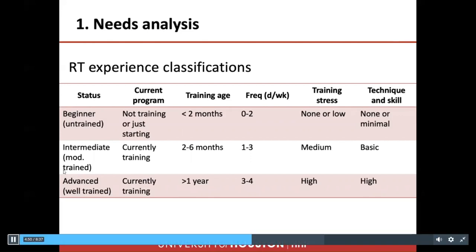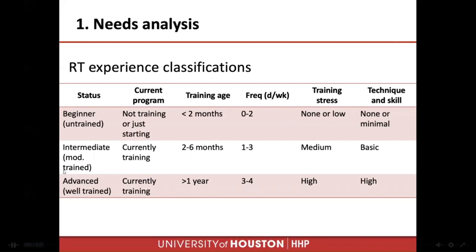This part is the resistance training experience classifications. We classify people as beginning, intermediate, or advanced. And there's a little bit of judgment calls we have to make with this sometimes. So for example, generally a beginner is someone who's not training or just starting, they've been doing it for less than 2 months, 0 to 2 days, low training stress, and they have minimal skill.